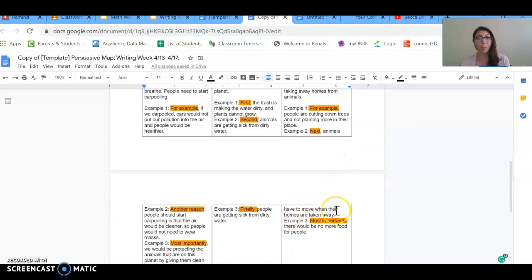Animals have to move when their homes are taken away. More importantly, there would be no food for people. So, what this is saying is that it's a problem that trees are being cut down.